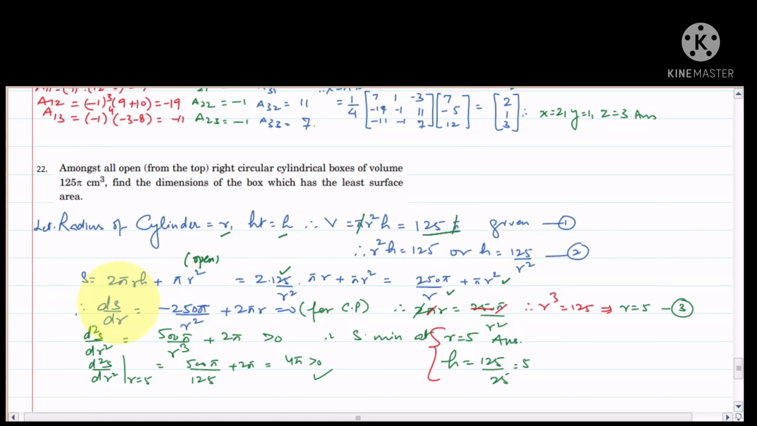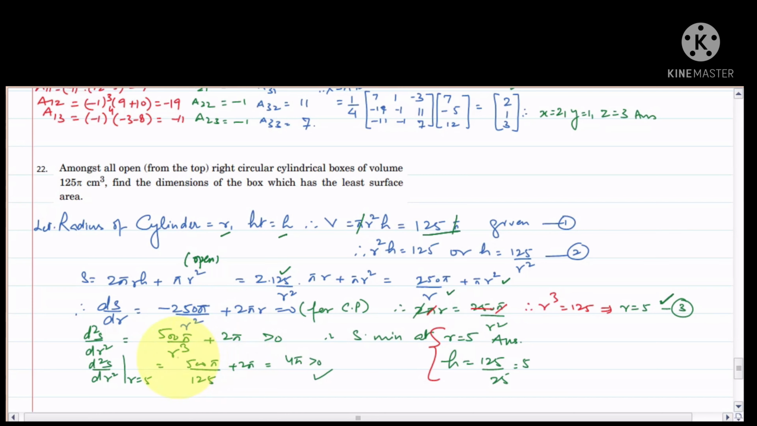Now I am able to differentiate it. I have differentiated s with respect to r and got the value as minus 250 pi by r square plus 2 pi r. For finding the critical point, I have put it to 0, and I have got the value of r as 5. Now we'll check whether at r equal to 5 the surface area will be least or not. We'll go for the second order derivative. So it is equal to 500 pi by r cube plus 2 pi.